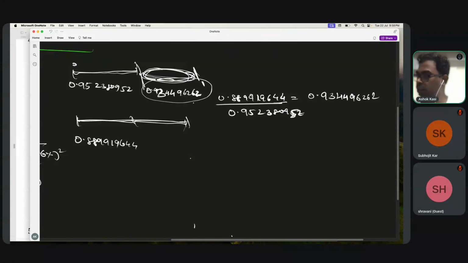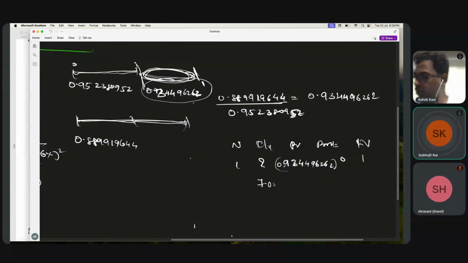So based on this, let's calculate IY now. N, IY, present value, payment, future value. Future value is 1. Present value is 0.934496262. Payment is 0. Now calculate IY. Now it is 7.0095, which is over here, which we got.